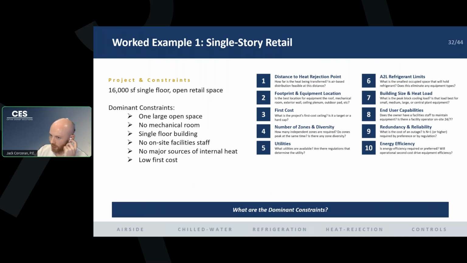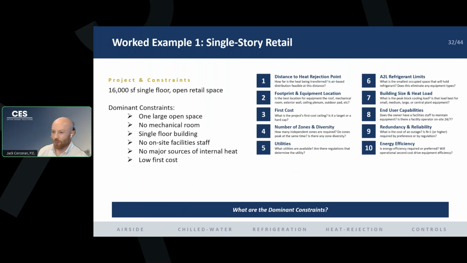So here's our first example. It's an open retail space with 16,000 square feet and one big open area. You can imagine it as a very tiny Walmart if you want, or your mom and pop's retail clothing store if you want. So I kind of went through and threw down some of the dominant constraints for this project. It's one large open space. There's no mechanical room that you can put equipment in. It's a single floor building.